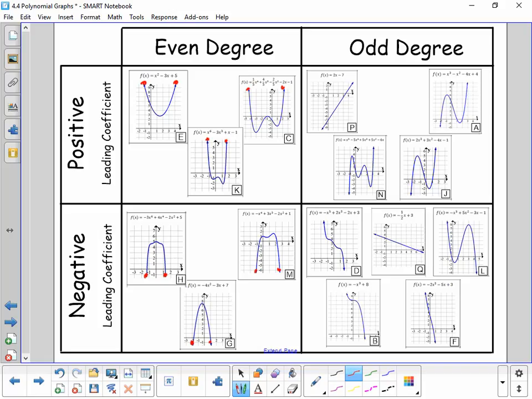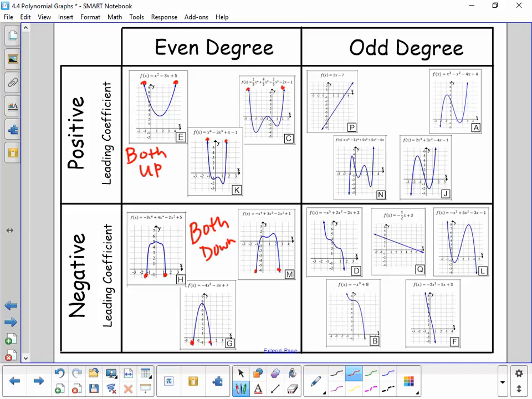Either they're both going up, if it's positive, or they're both going down if it is a negative leading coefficient. So if it has an even degree, the two ends are doing the same thing. For odd degree, the two ends are the opposite.